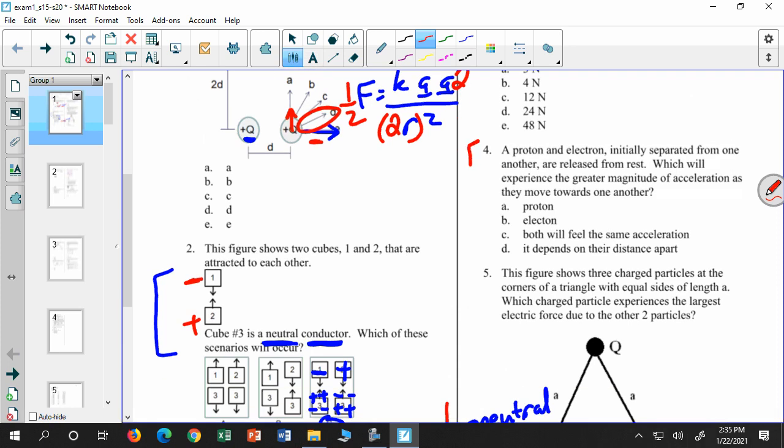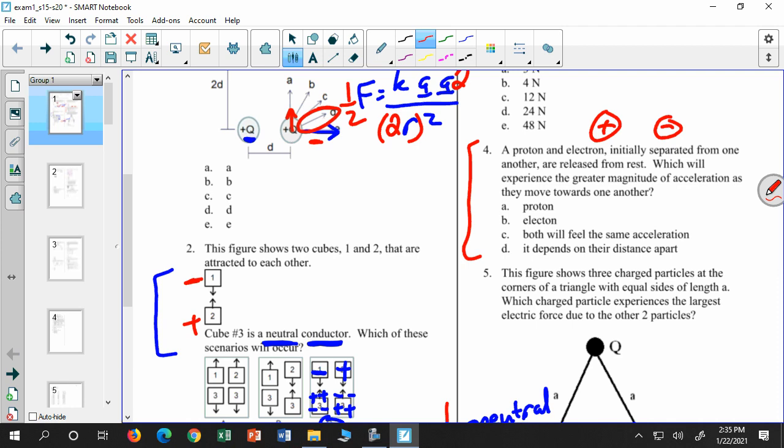Tell me about number 4. I have a proton and electron. Proton, electron, they're separated from one another. They were released from rest. Which will experience the greater acceleration as they move towards one another? They will move towards one another, right? Will it be the proton or the electron? Will they experience the same acceleration, or does it depend on their distance apart?